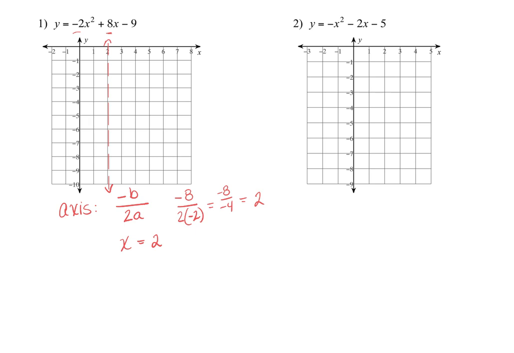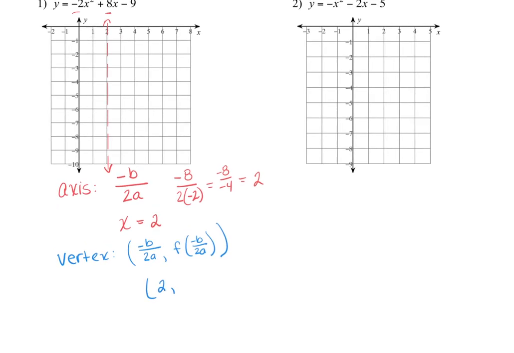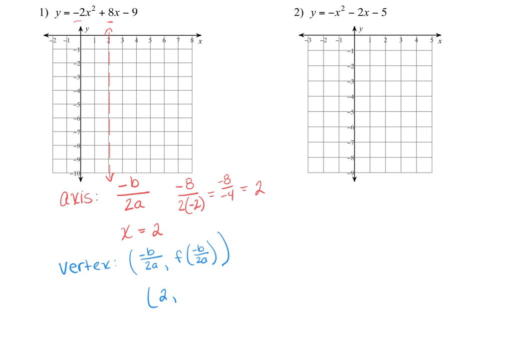All right? The next thing we're going to find then is the vertex. So my vertex is going to be my axis, whatever that was, and then the y value when I plug in my axis, all right? So in this case, what was my axis? Well, my axis was 2. So my x value of my vertex here is going to be 2. Well, I need to find my y value. Well, how do you ever find a y value? You plug it in, all right?